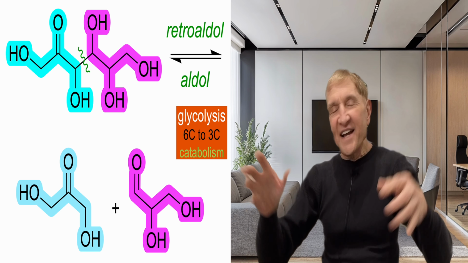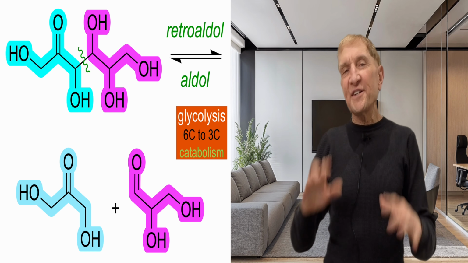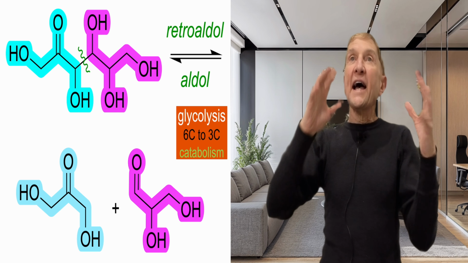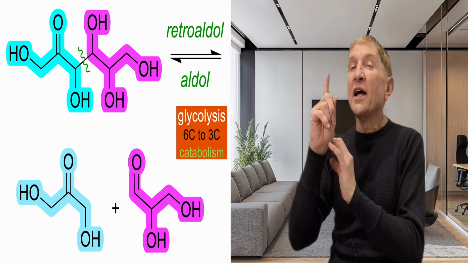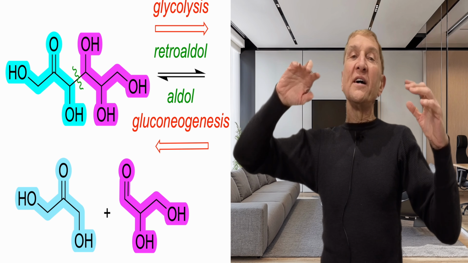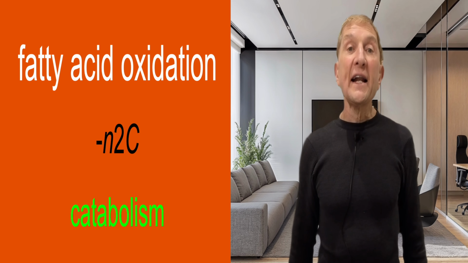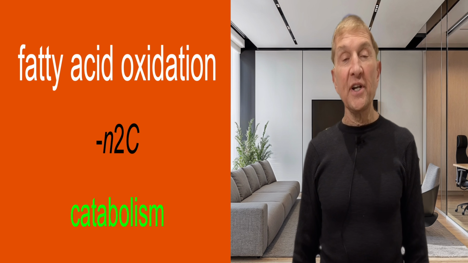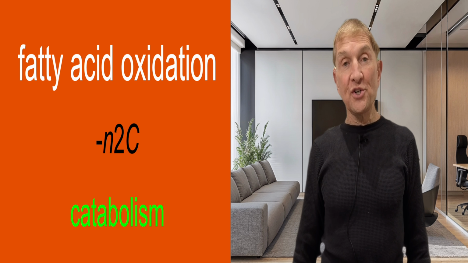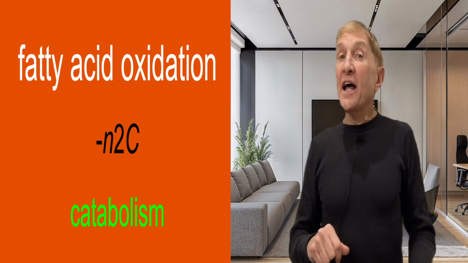Of course, the enzymes are different. Of course, the phosphorylation states may be different. The energetics is different, but that's fundamentally what it is. A catabolic step for glycolysis and an anabolic step for gluconeogenesis. So what is fatty acid oxidation in catabolism? Well, fatty acid oxidation is trimming off of 2 carbon fragments. And how does that happen?